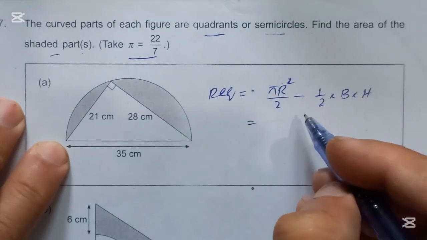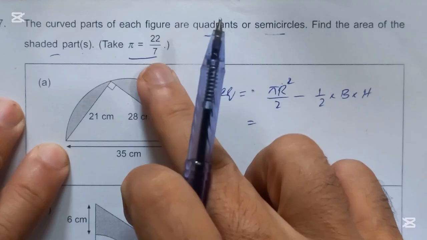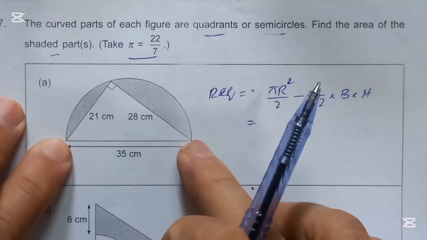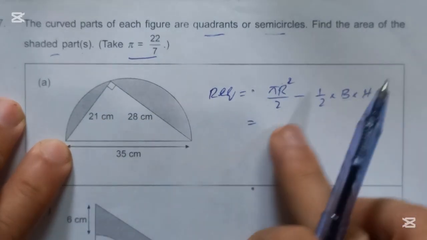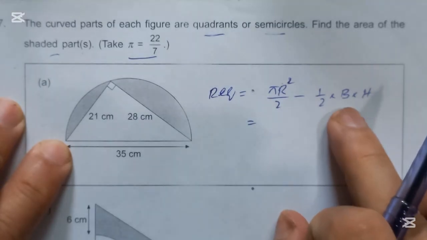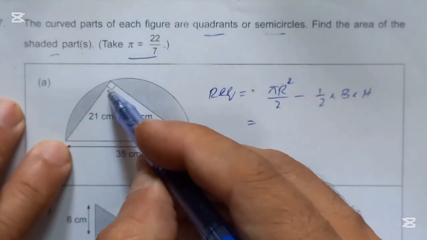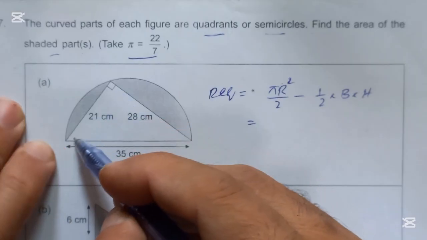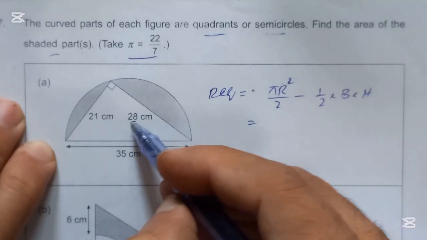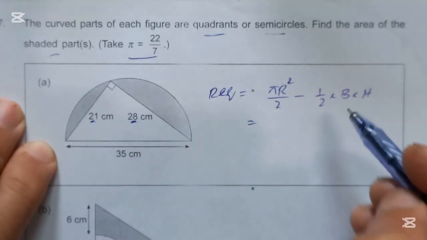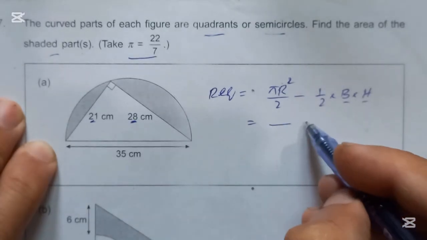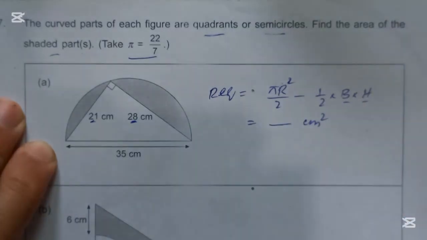So now we will put the values into the formula. Pi's value is given, that is 22 by 7. This is the diameter of the semicircle, radius will be 17.5, so 17.5 will be placed in place of r. Base and height are always adjacent to the 90-degree angle, so you may take this as a base, that is 21, and this as a height of the triangle, that is 28. So 21 and 28 will be placed in place of this one. After solving it on the calculator, you will get the answer. Unit will be centimeter square.